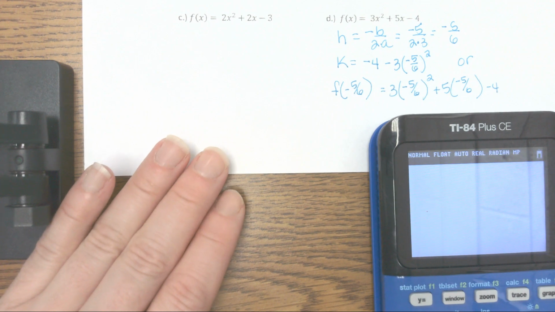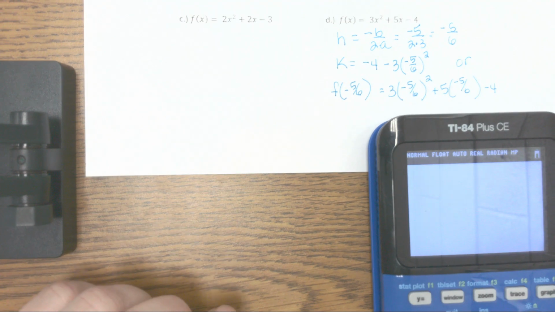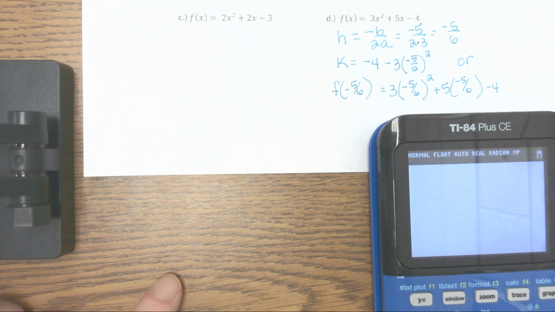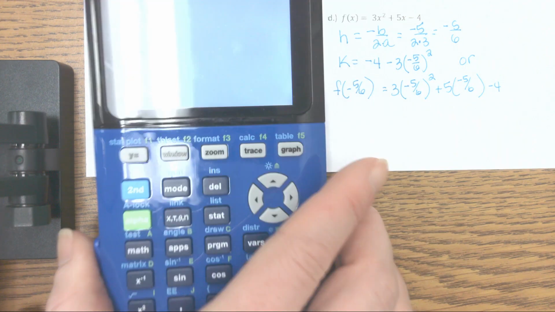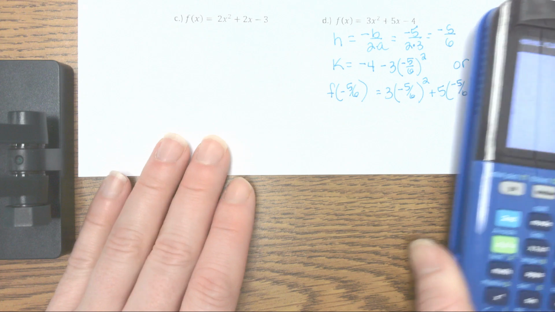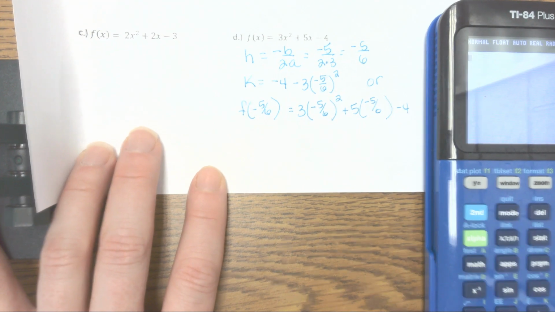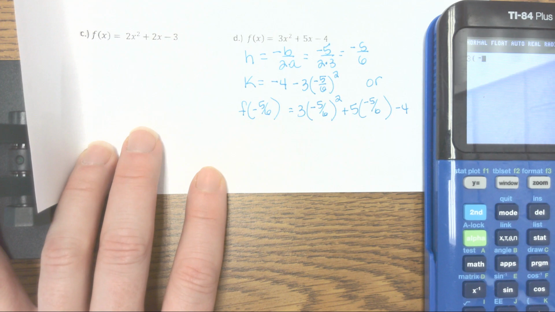I'm pretty confident you guys all could square -5/6 and find 25/36 and find a common denominator and all that good stuff. I don't want us to get bogged down with that at this point. So I would just like you to plug it in your calculator and use the parentheses option. Okay, so there's -3 times -5/6 squared, plus 5 times -5/6, minus 4.